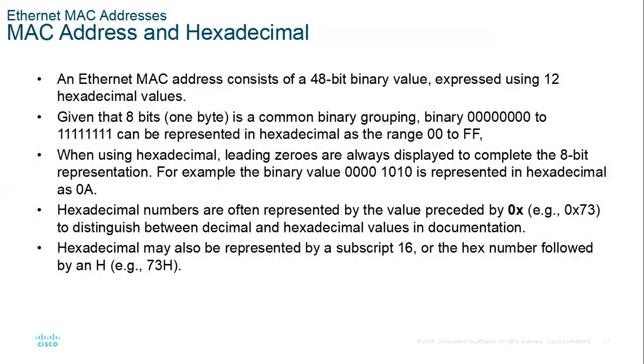The MAC address, I mentioned earlier, is a 48-bit binary value expressed in 12 hexadecimal digits. When you hear the word hexadecimal, you mean from 0 to 9 and from A to F. So I've shown you what the MAC address looks like. It's also called the physical address. That's what is ingrained in the NIC, the network interface card, of any device.